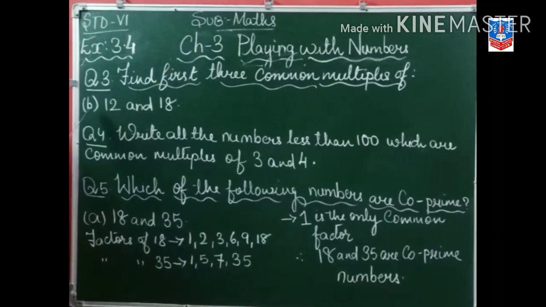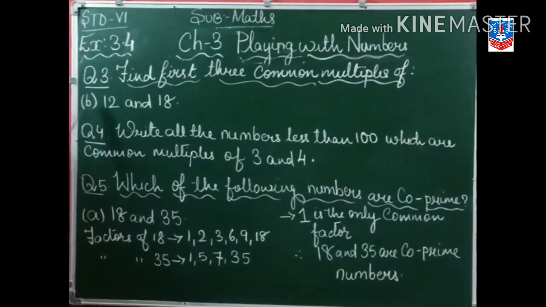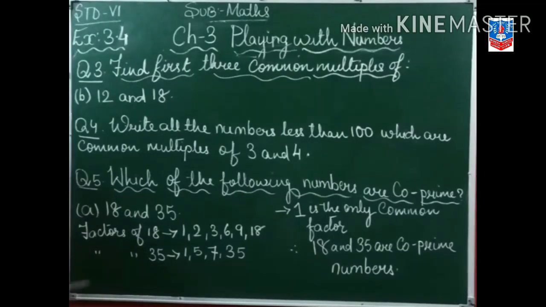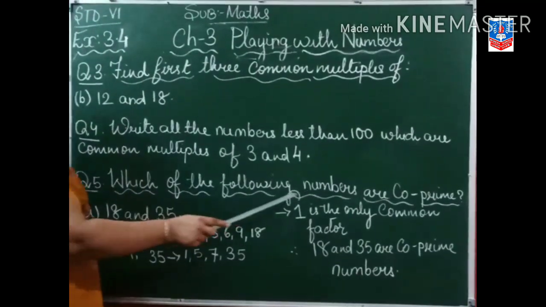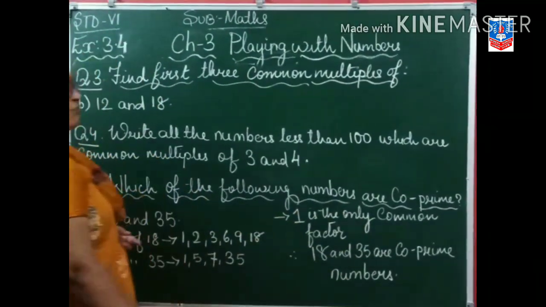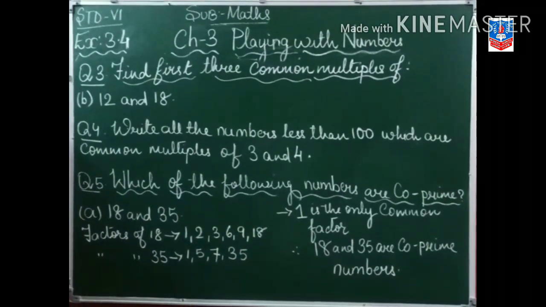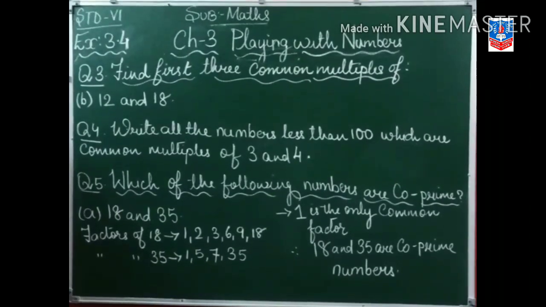Question number 3B and question number 4. This is your homework. Now question number 5. Which of the following numbers are co-prime? We know the numbers which have only one as a common factor are called co-prime numbers.